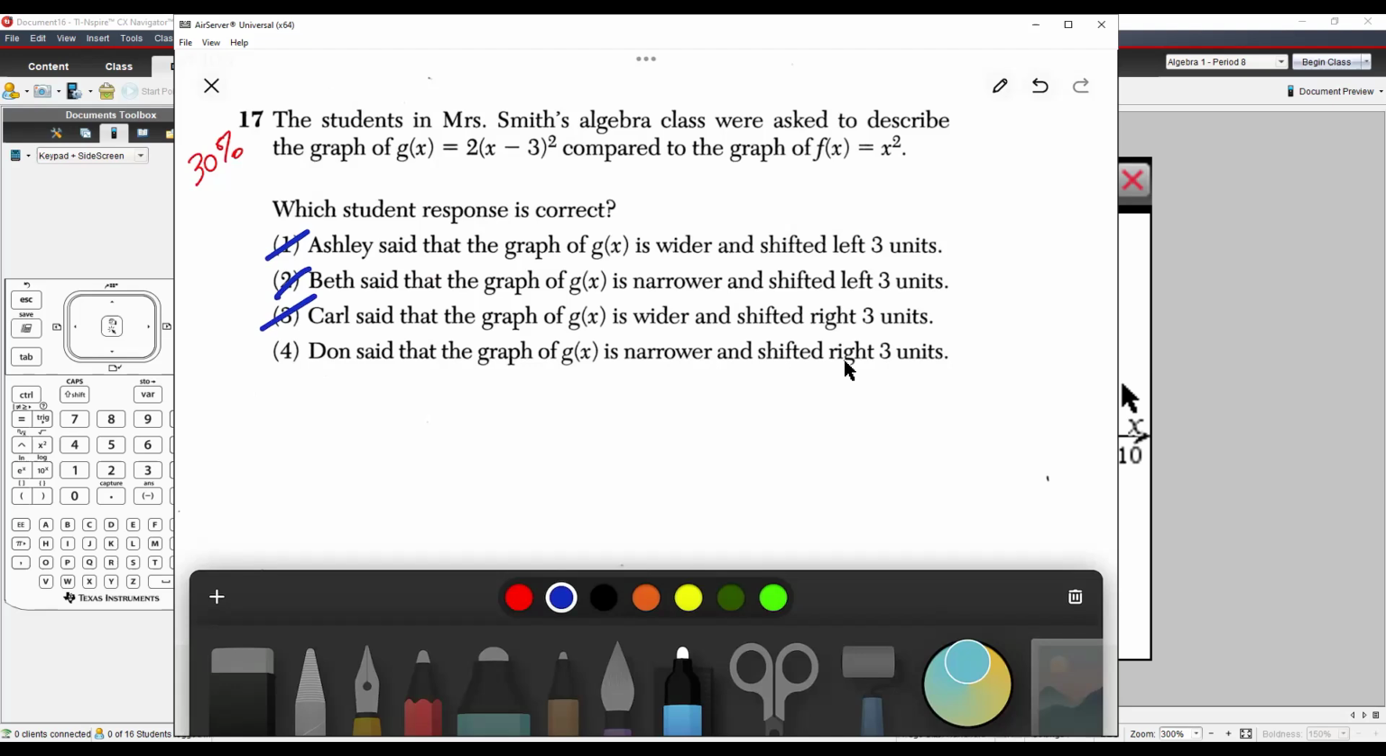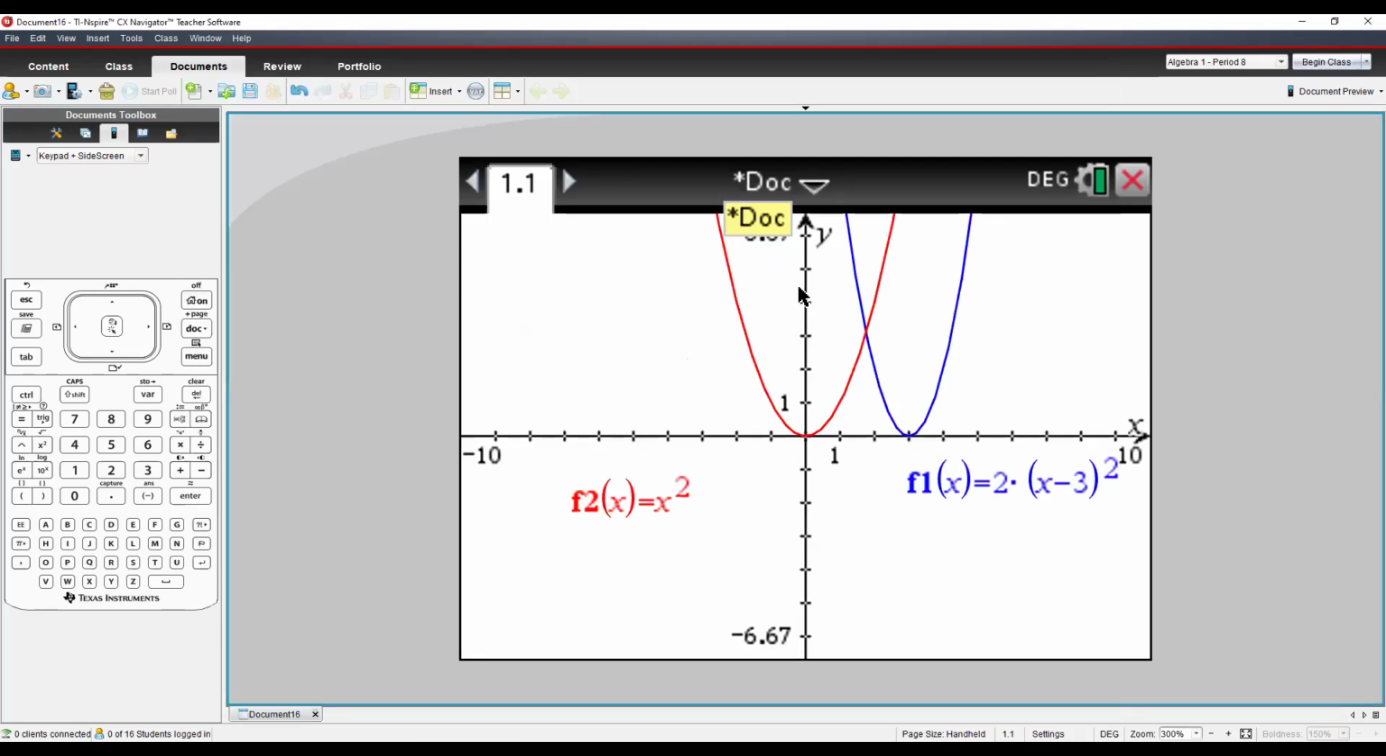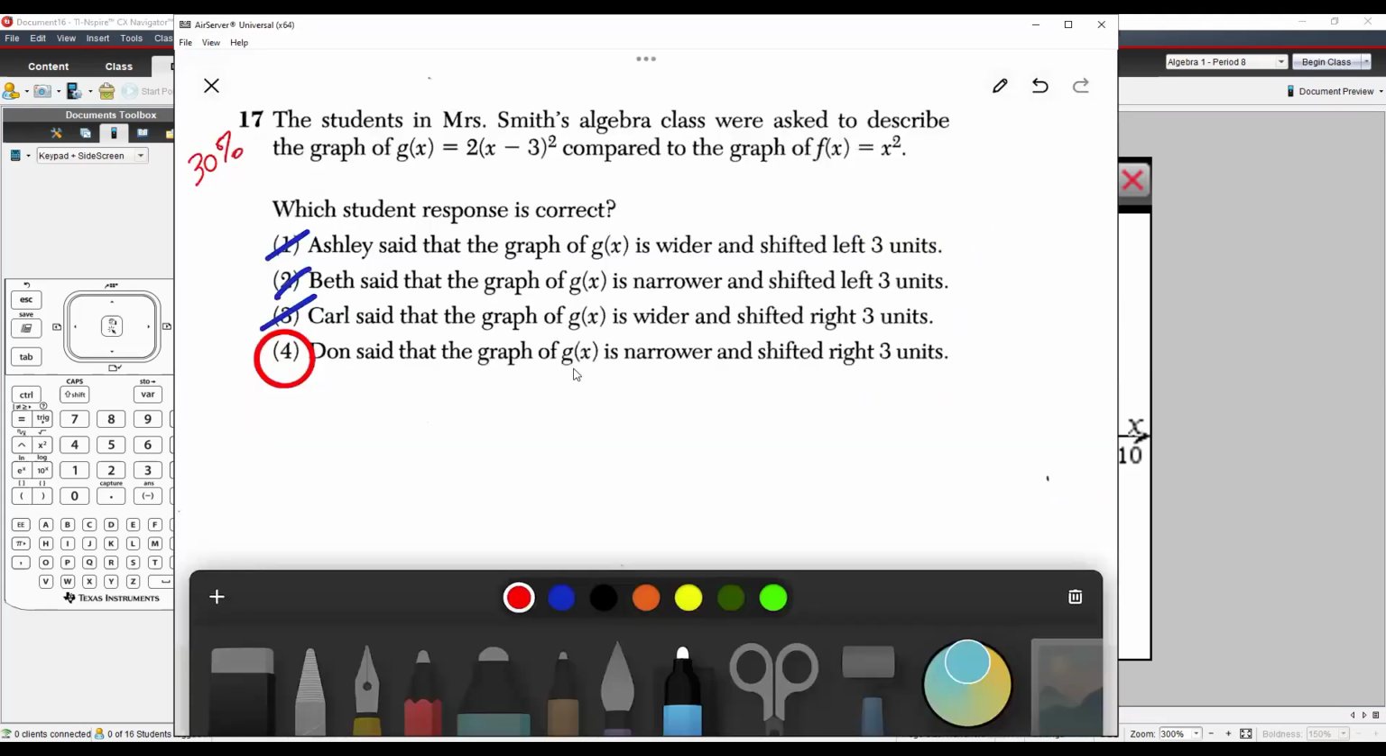So now we're saying shifting from the perspective of this f of x. Basically, that's the parent function. So this is the parent function. This is the child. But so Don said, the graph of g of x is narrower and it's shifted right 3 units. So it's shifted right when you look from the perspective of the parent function. It is 1, 2, 3 units to the right. So Don is correct.